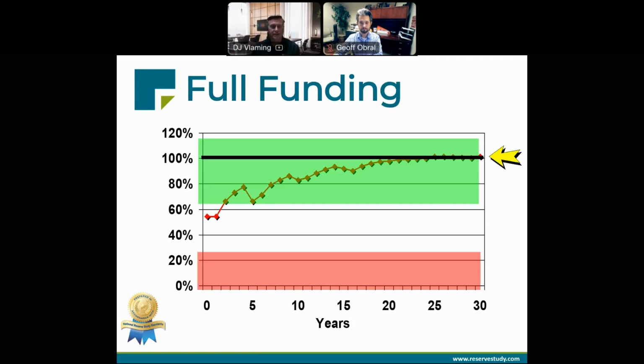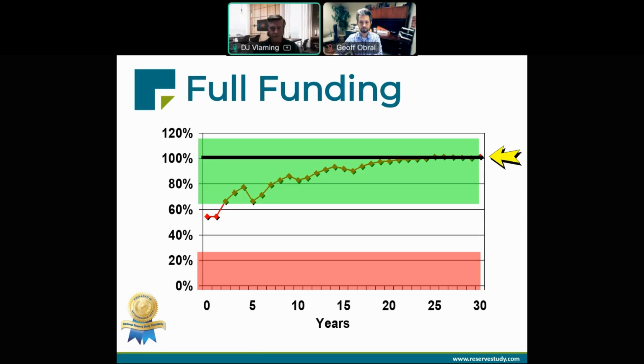So when we're creating funding plans, we're always looking at the percent funding graph, and that ties into cash flow. But this is what a full funding profile looks like on a percent funding graph. In this example, the association is starting at about 55% funded, but it has the goal to reach and remain at that 100% funded level. Note how the association is never in that weak, high risk range when following this funding plan.